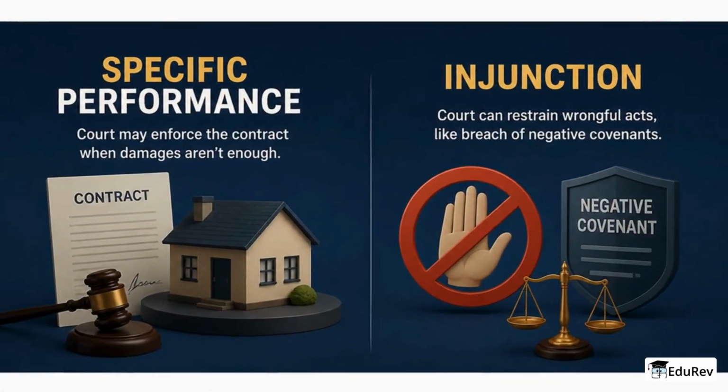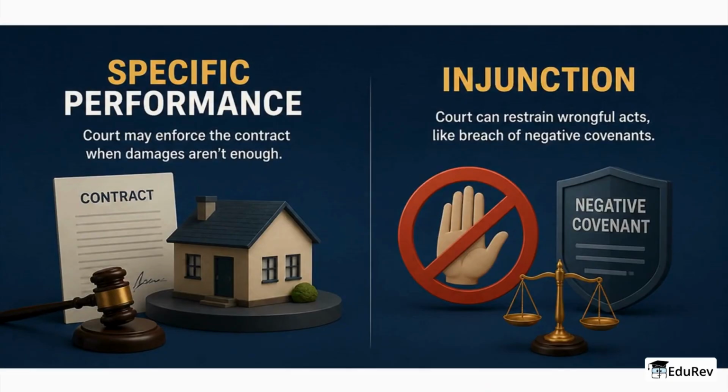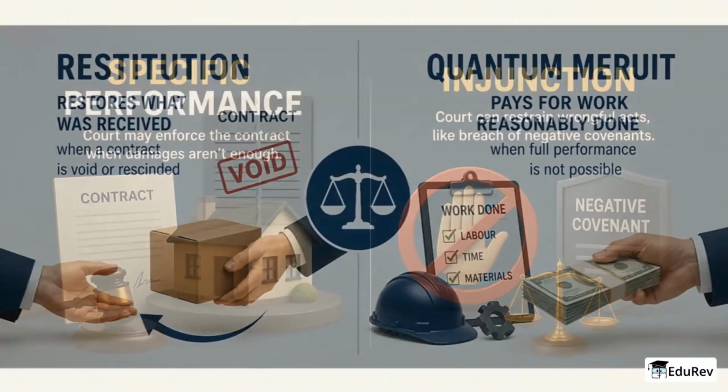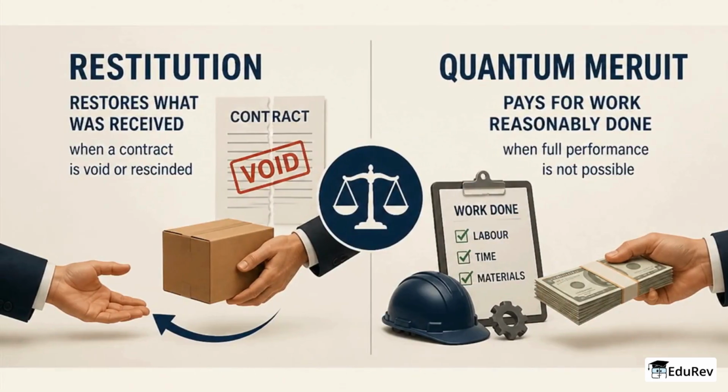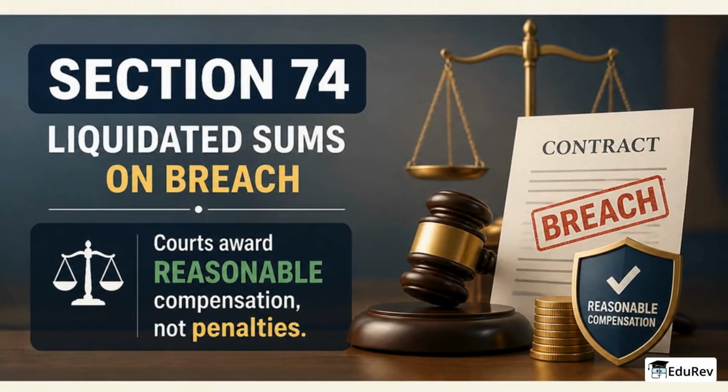Specific performance may be ordered for unique goods or property when damages are inadequate, while injunctions can restrain wrongful acts like breach of negative covenants. Restitution under Section 65 restores benefits when contracts are void or rescinded to prevent unjust enrichment, and quantum meruit awards reasonable payment for partial work. Section 74 controls liquidated sums on breach, and Fateh Chand shows courts award reasonable compensation, not unconscionable penalties, even if a larger sum was stipulated.